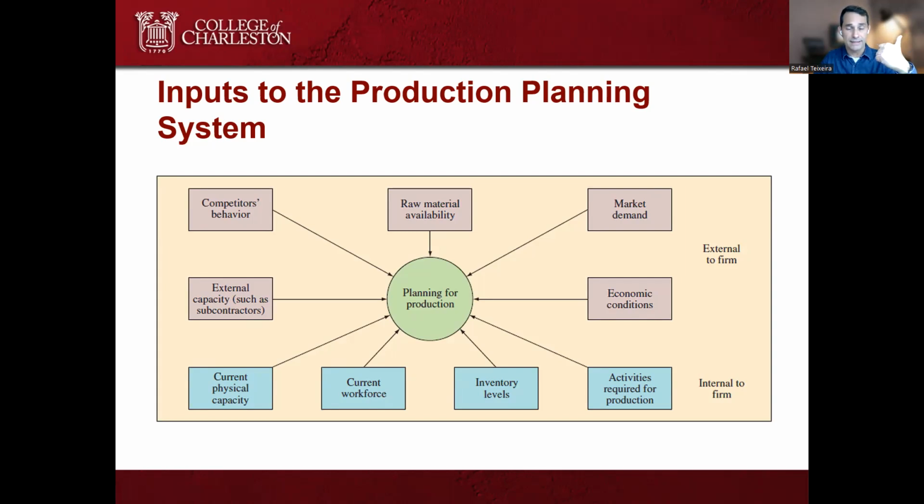Remember the coronavirus pandemic crisis? We were having shortages of many products, inventory levels going down. For example, car manufacturers didn't have microchips to produce the cars. That's inventory levels going down. Then there are the activities required for production, so what we need to produce, which type of personnel, and all that stuff.